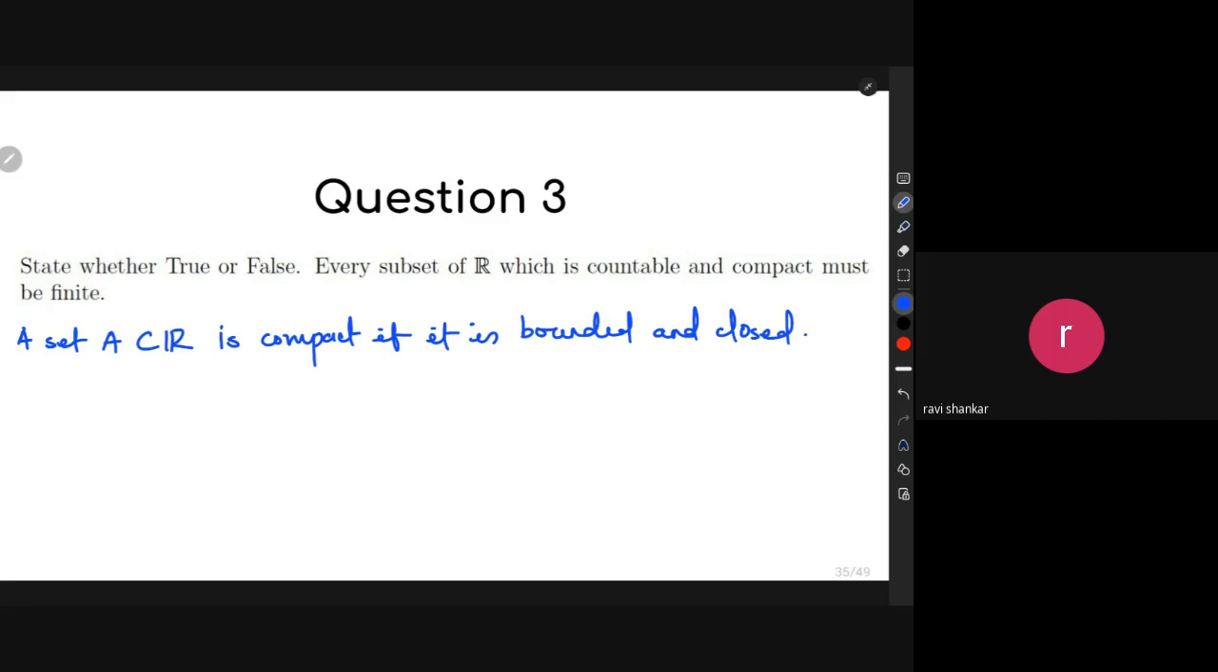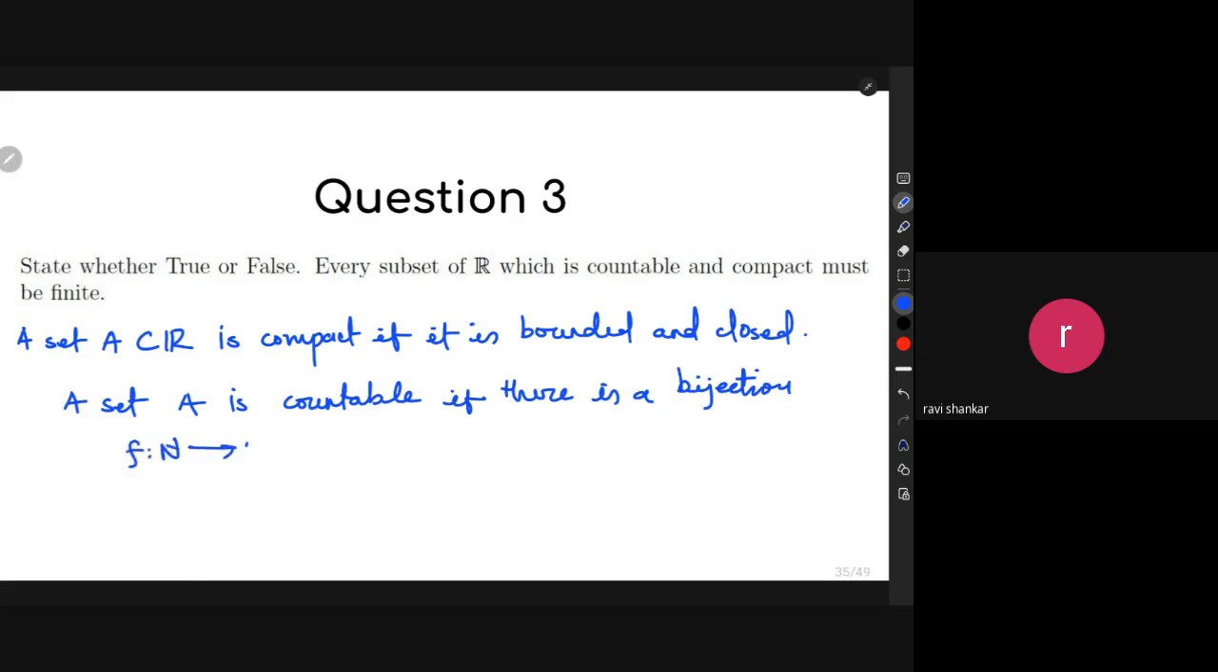Okay. And what is countable? We say a set A is countable if there is a bijection F from the natural number set to A. Okay. So this statement is actually false.